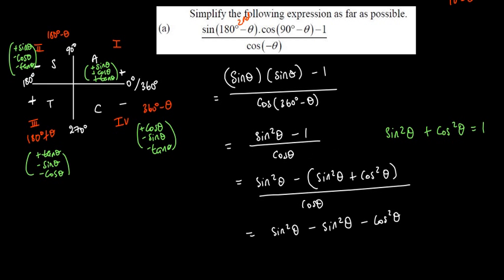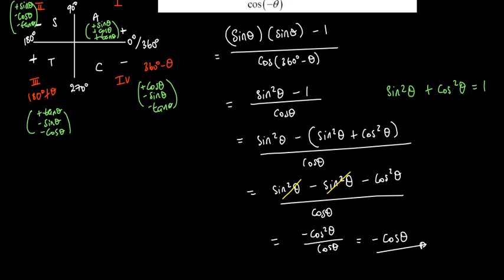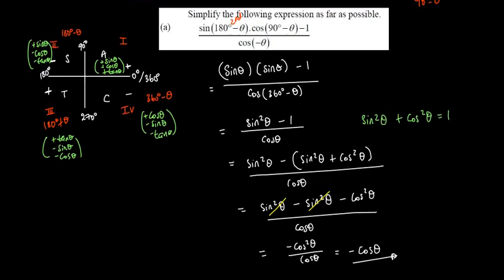Then from there, that should give us, over cos theta. Then these two should cancel, isn't it? What are you left with? You're left with negative cos squared theta divided by cos theta. Now cos squared divided by cos theta, that means you will have your final answer as negative cos theta. All right, quite a beautiful question, right? Are we okay here? Any question?